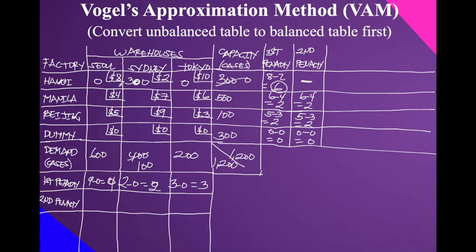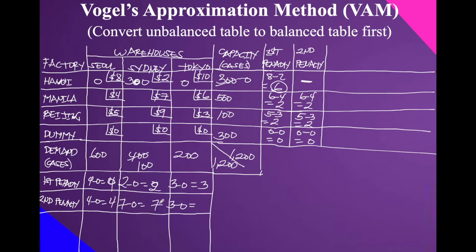Now, let's have here 4, 5, and 0. The two smallest values are still 4 and 0. So 4 minus 0 is 4. For the Sydney column, 7, 9, 0, we have 7 and 0. So 7 minus 0 is 7. Okay, for the Tokyo, we have 6, 3, and 0. So the two smallest are 3 and 0. So for our second penalty for the columns, as you can see, they are all the same as the first.